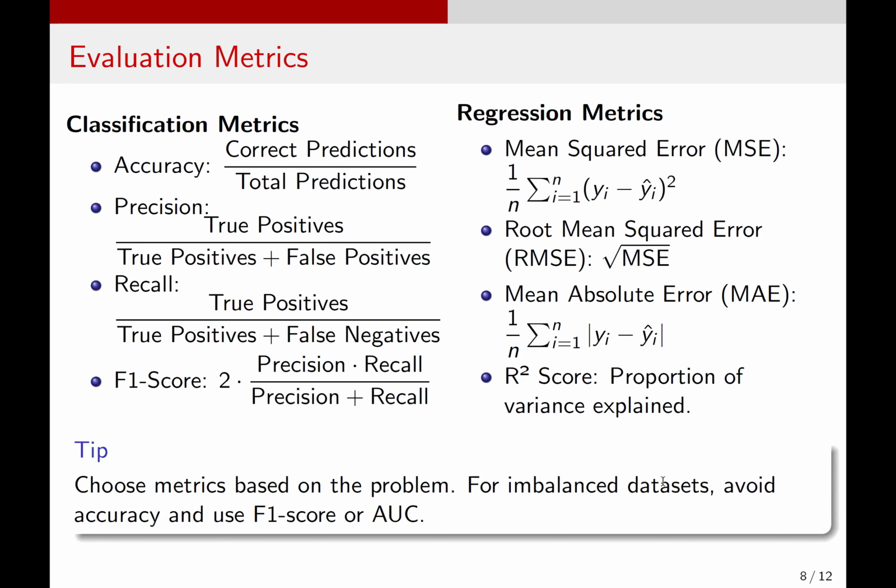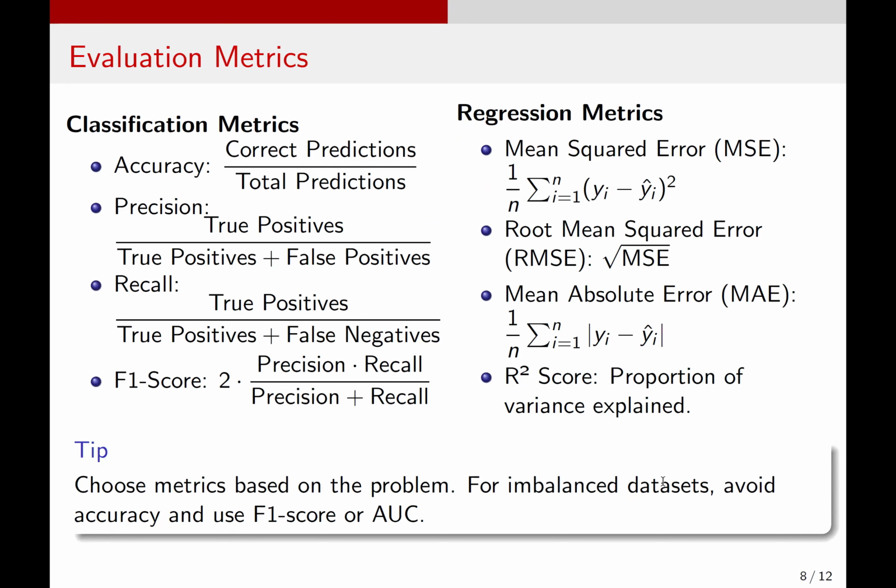Then we have recall for classification metrics. You have recall, where you have true positives over true positives plus false negatives, right? So false negatives are, you identify that this is not a dog, but it is actually a dog. That's a false negative. Then we have F1 score too for classification metrics, which you calculate as 2 times precision times recall, all over precision plus recall. Those are some classification metrics: accuracy, precision, recall, and F1 score.